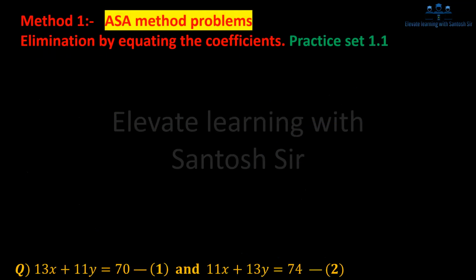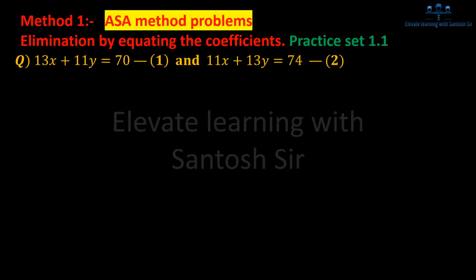Let's come to the next question. Here 13x plus 11y is equal to 70 and 11x plus 13y is equal to 74. Again, it is a type of ASA method problem. You can pause the video and give it a try, and later on you can tally your answers with mine.